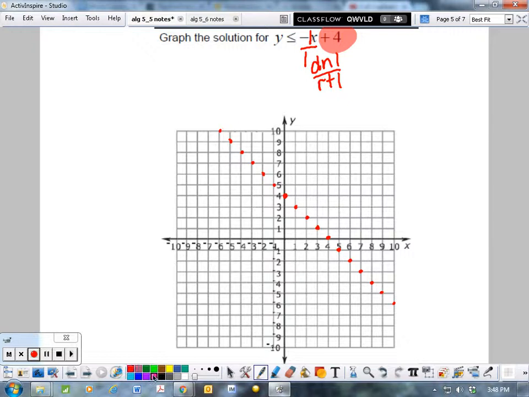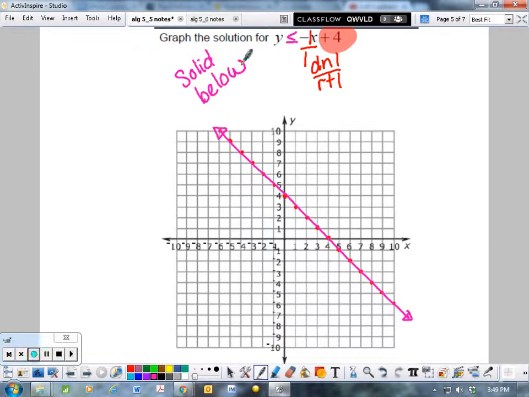So now I'm going to go back to my inequality symbol, less than or equal to. The or equal to means it's a solid line. So I'm going to draw a solid line connecting those points. And then the less than means I shade below the line.